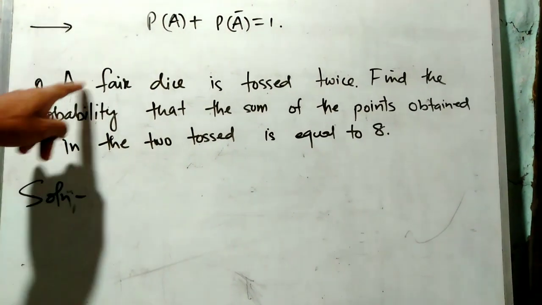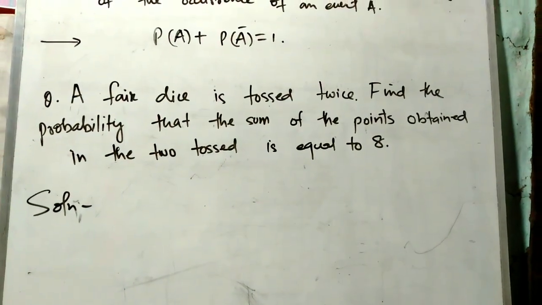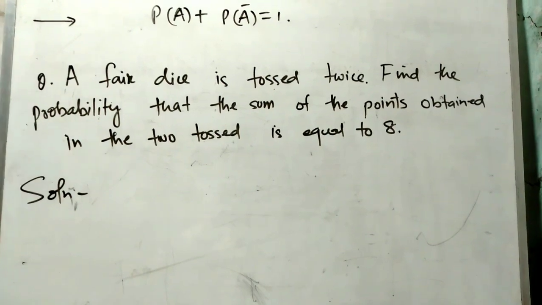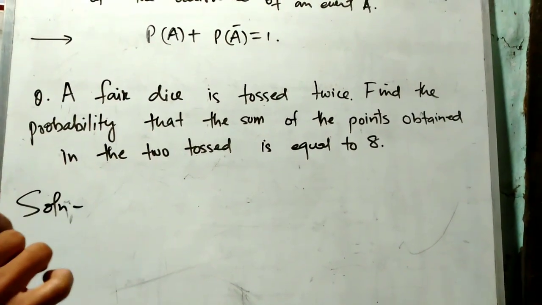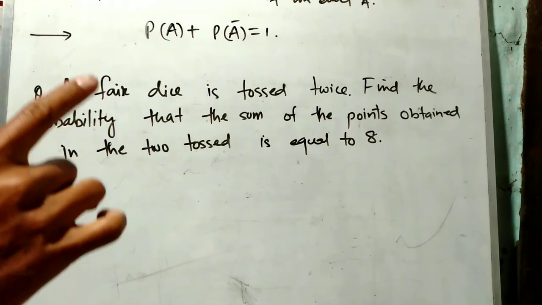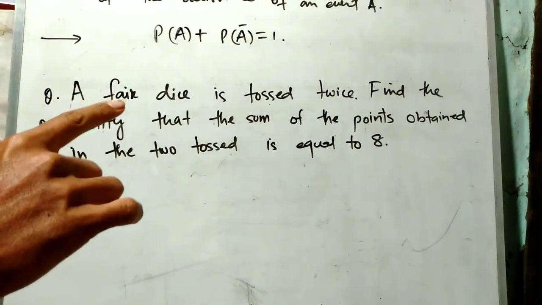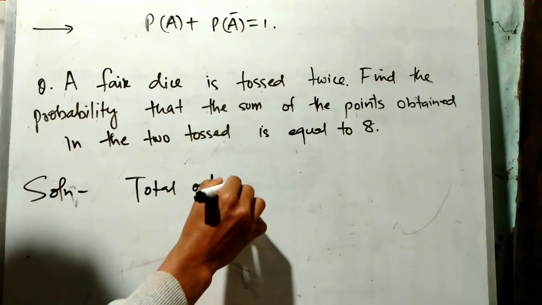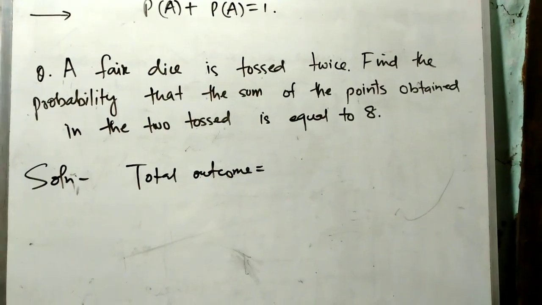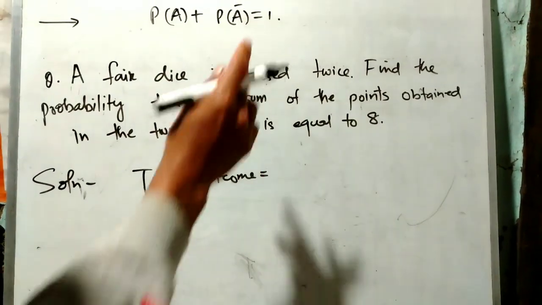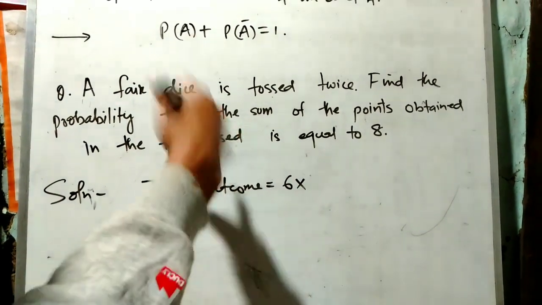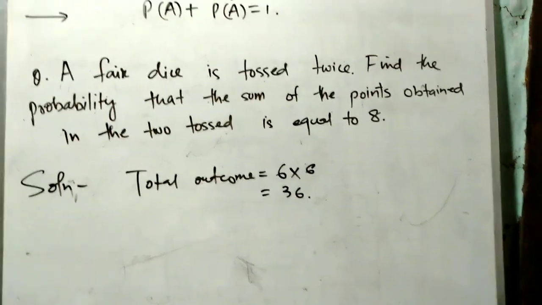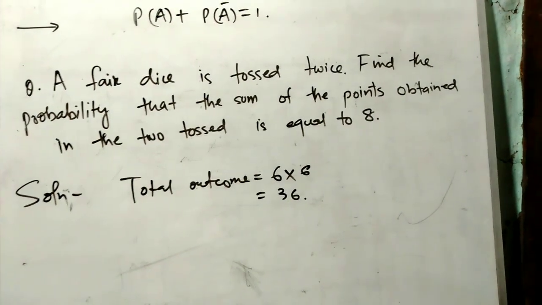Okay, now a fair dice is tossed twice. If a fair die is tossed twice, the total number of possible outcomes is 36, like I explained in the last class. The total outcome when a fair dice is tossed twice is one dice contains 6 and the other dice also contains 6. 6 sixes are 36. There are 36 total number of outcomes that can occur.